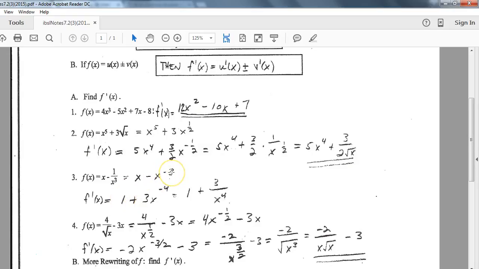And again, when you're doing the power rule on these, especially with the negatives, just be careful. When I multiply negative 3 to the front, I got a negative times a negative, which gives me the positive. Then I got to subtract 1 from negative 3 to get negative 4.